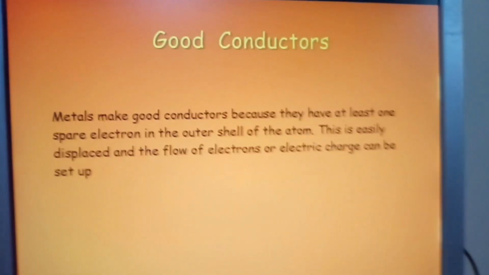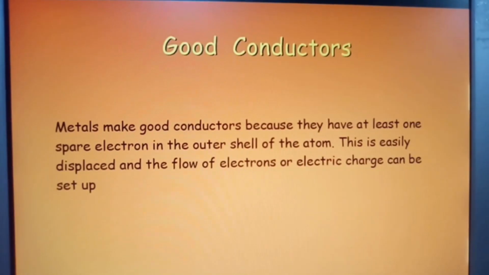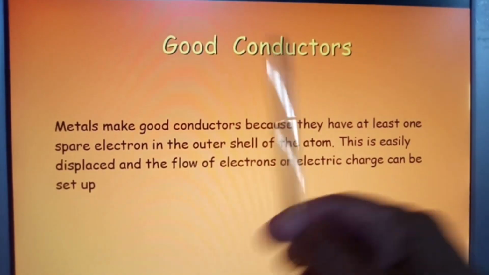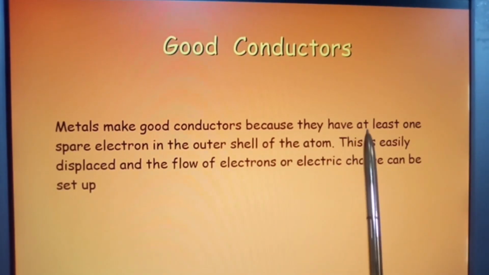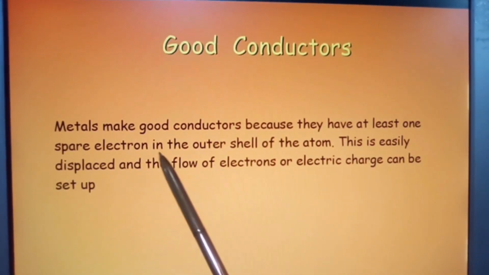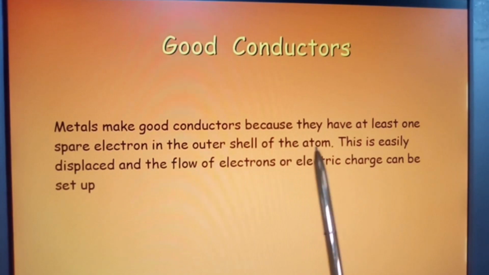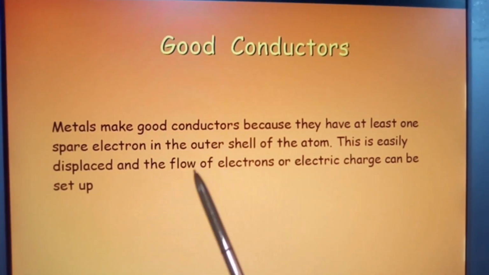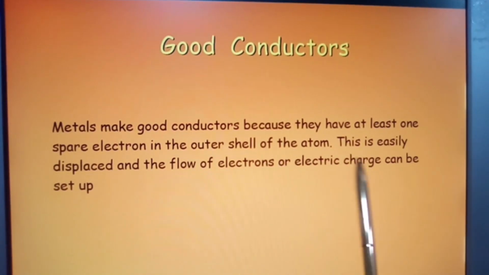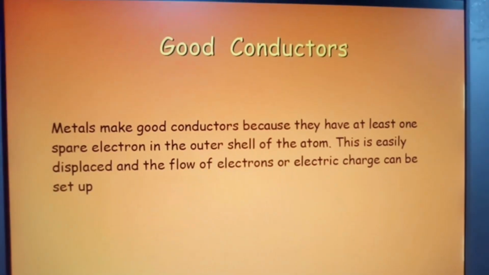Right. Good conductors. Good conductors. Metals make good conductors because they have at least one spare electron in the outer shell of the atom. This is easily displaced, and the flow of electrons or electric charge can be set up. Okay.